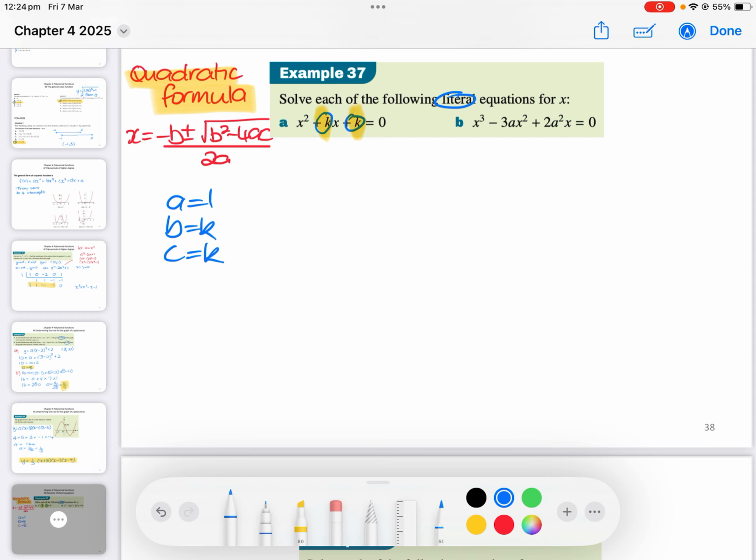When we go to use the quadratic formula, x equals negative K plus or minus the square root of K squared minus 4 times 1 times K, all over 2. And that's all we do. That's our answer. There's nothing there we can simplify. So that's not too bad. It's just that it's letters instead of numbers. Let's look at this next one.